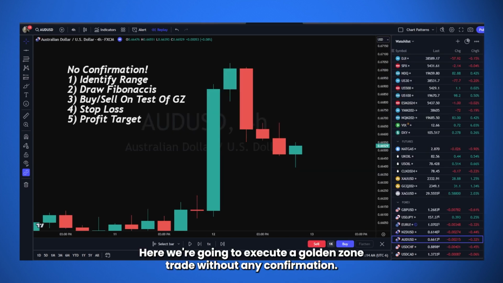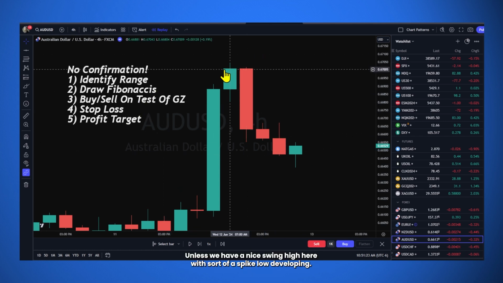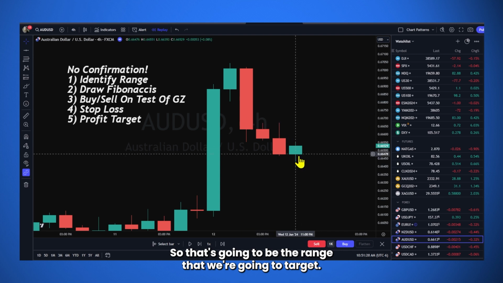Okay, here we're going to execute a golden zone trade without any confirmation. This is a more aggressive way to trade the golden zone strategy, but it's still very possible. First thing we're going to do is identify our range. You notice we have a nice swing high here. We sort of have a spike low developing, so that's going to be the range that we're going to target.